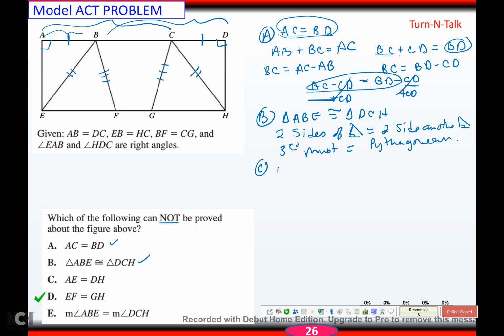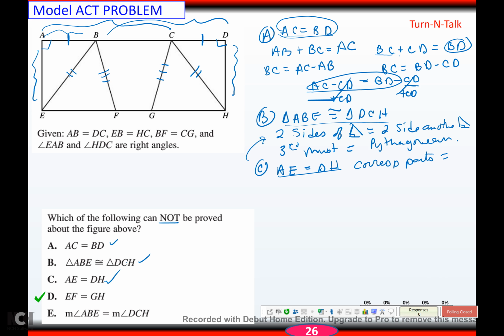For C, can I prove AE is equal to DH? Well, I've got AE here and DH here. And yes, I can, because up here I just said I can prove they're congruent. So that means these are equal because corresponding parts of congruent triangles are equal.